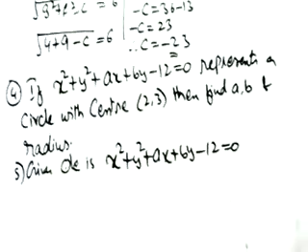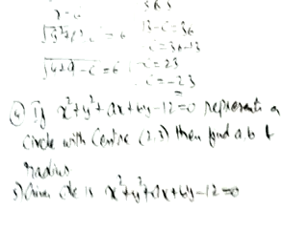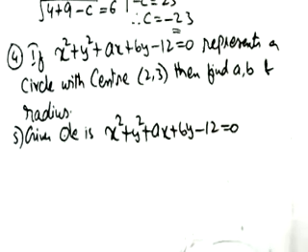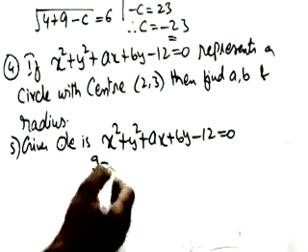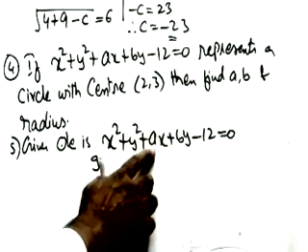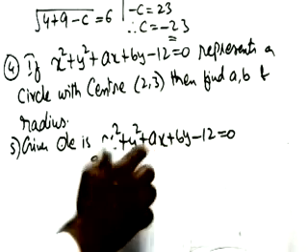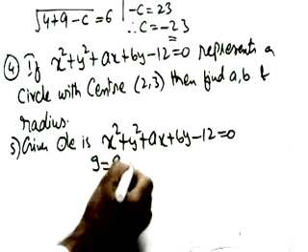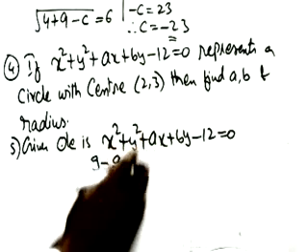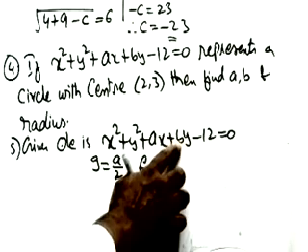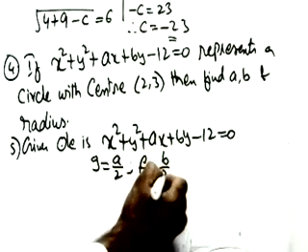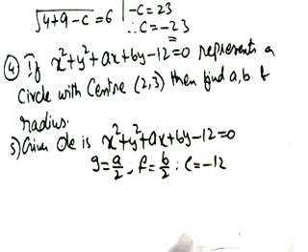Now let me do one more question of this type. If the equation represents a circle with center 2, 3, find the value of a and b. Now can you say what g is here? Half of the coefficient of x is g, so a by 2 will be g. What will f be here? F will be half the coefficient of y, so b half is b by 2.